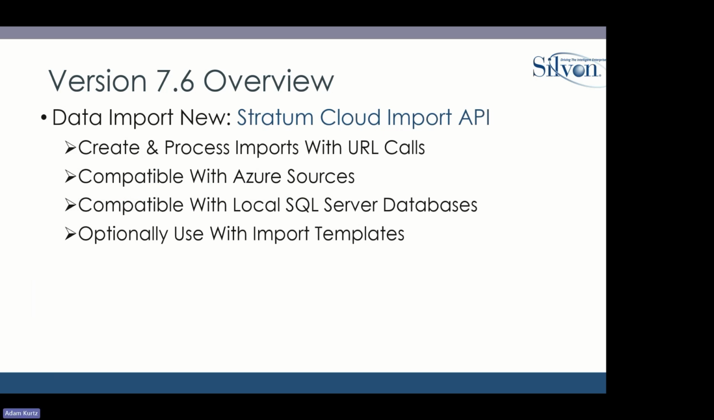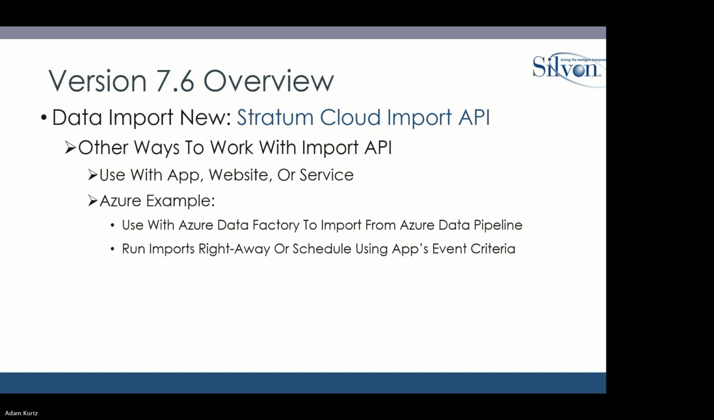There's also a new Stratum Cloud Import API, which allows you to create process imports with URL calls. So this would be compatible with Azure sources, local SQL Server databases. So you can do some more sophisticated things with this feature. Other ways to work with the import API: you can use it with websites or web services, and you can use Azure Data Factory to import data from your data pipeline. You can run these imports right away, or you can schedule them using the app's event criteria tools.